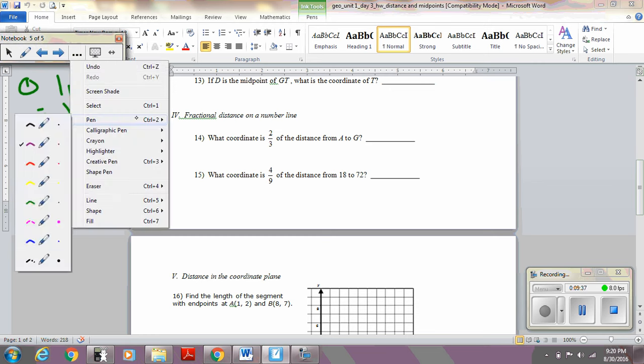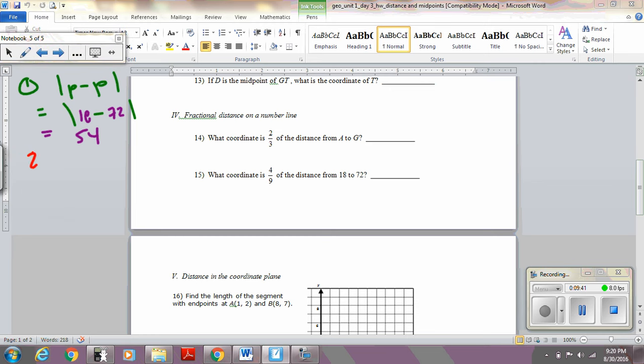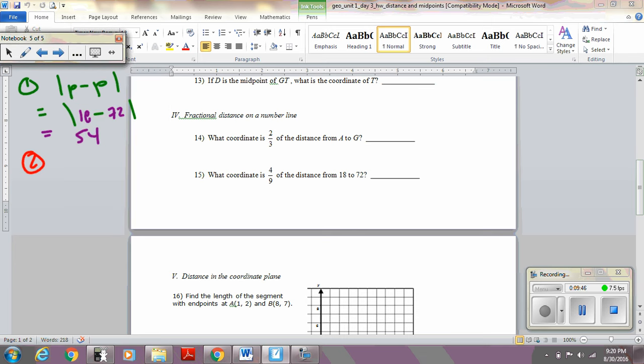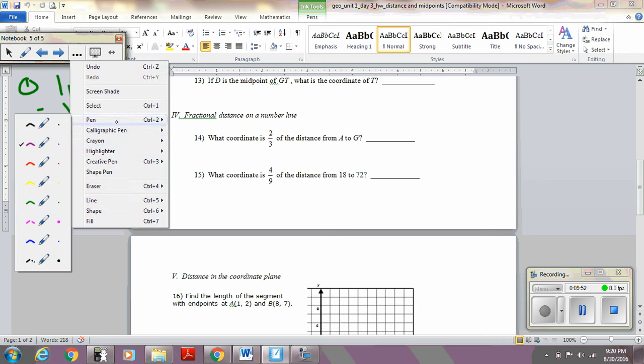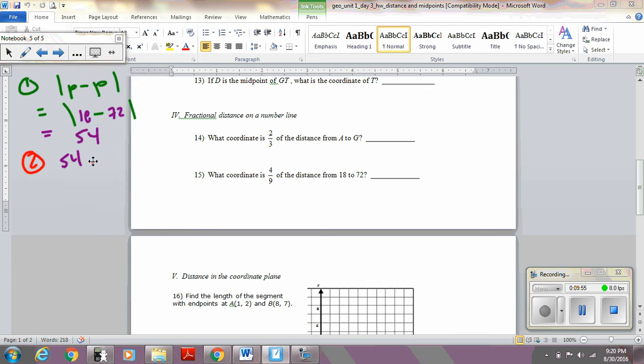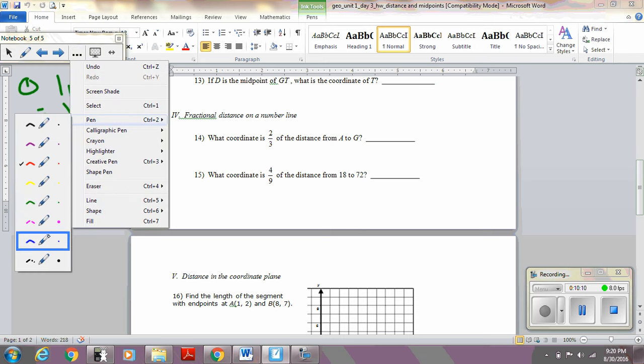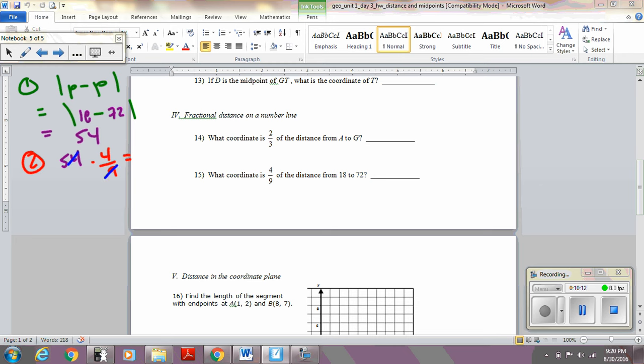Now you're going to find the fractional distance by taking 54 and multiplying it by 4/9 because that is the given fraction. And when you multiply that, I'm going to do this one by hand without my calculator. I know that 9 goes into 54 6 times, and 6 times 4 is 24. So the fractional distance is 24.